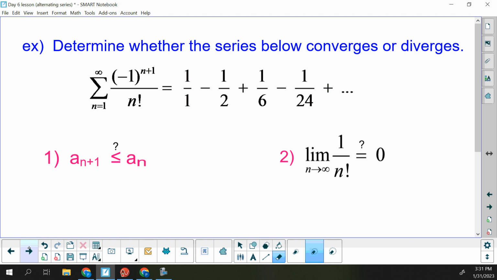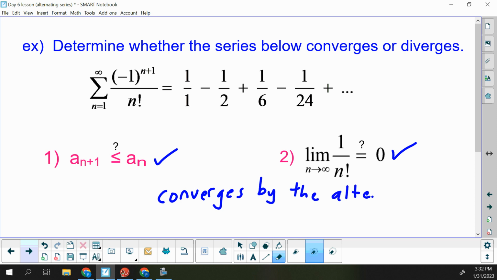Moving down to the bottom, we've got the terms already written out for us. It is alternating, so we would want to think, let's try the alternating series test. Each successive term is less than the one before it. The terms are heading to 0 because the denominator is going to keep getting bigger and the numerator staying at 1, so that checks out. So therefore, we would say that this converges by the alternating series test.